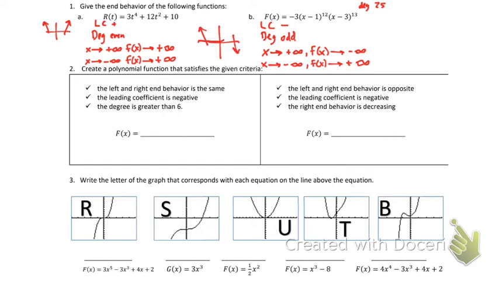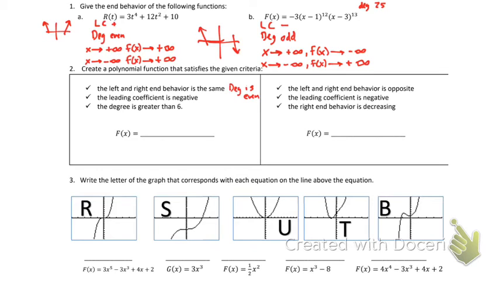All right, let's go ahead, and these are a little bit different. Number 2, we're going to have to write in our polynomial, okay? So let's look at the rules. The left and right end behavior is the same. So what does this tell us? When the left and right are the same, okay, that tells us our degree is even.